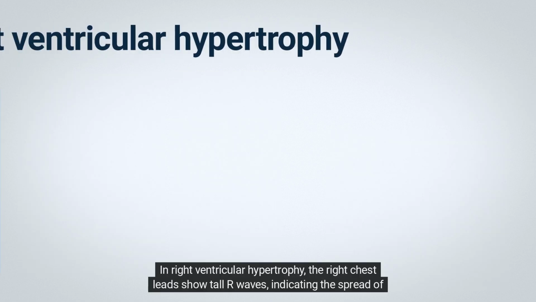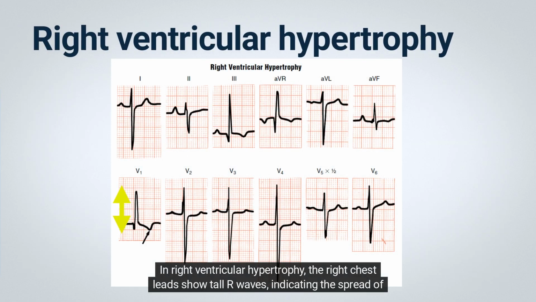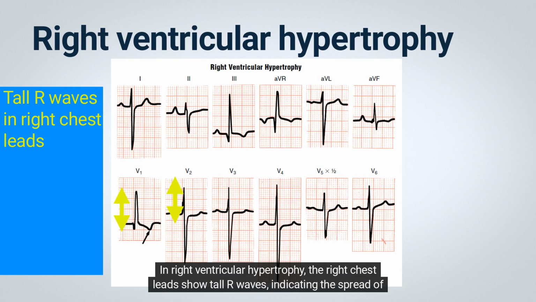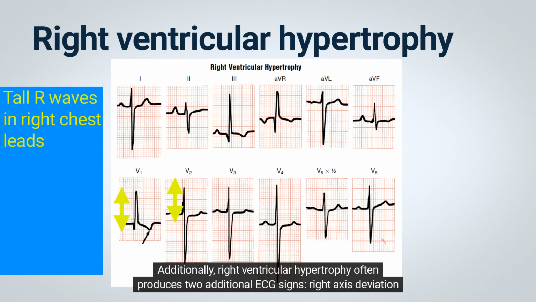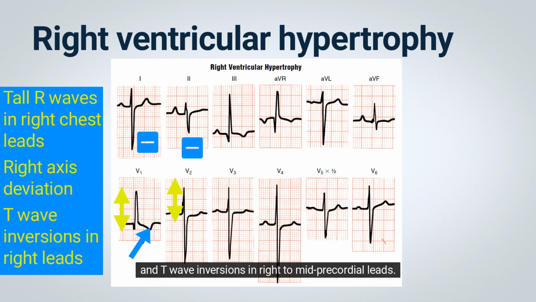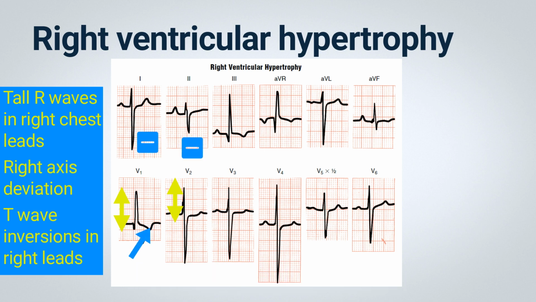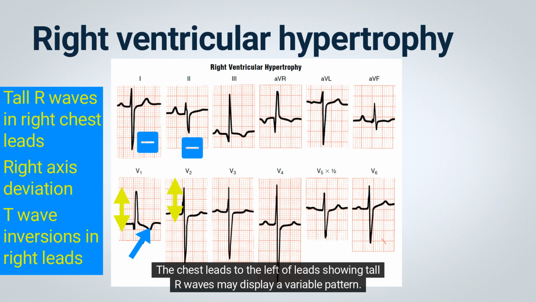In right ventricular hypertrophy, the right chest leads show tall R waves, indicating the spread of positive voltages from the hypertrophied right ventricle toward the right. Additionally, right ventricular hypertrophy often produces two additional ECG signs: right axis deviation and T-wave inversions in the right to mid-precordial leads. The chest leads to the left of leads showing tall R waves may display a variable pattern.